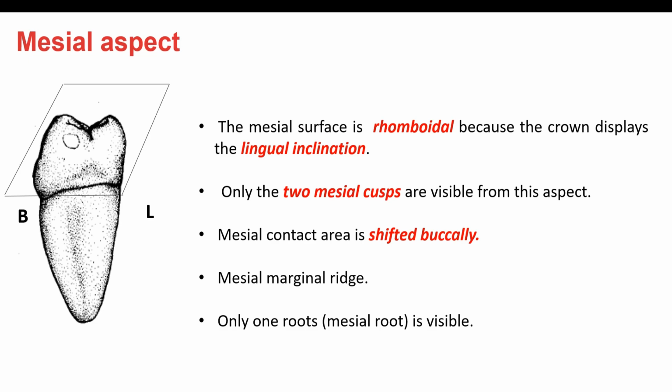The mesial contact area is shifted buccally, as you can see, and the mesial marginal ridge is visible from the mesial aspect, and only one root is visible. And what is this root? The mesial root. Okay.